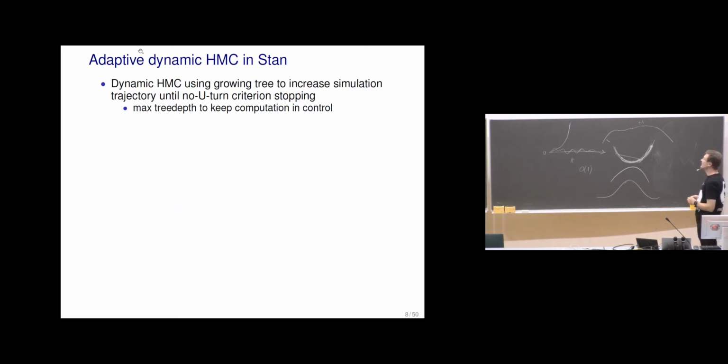With this dynamic no U-turn approach, there's also sometimes the possibility that we have a very small step size, and then we would make a lot of energy evaluations, all the time doubling the tree. To keep the computation in control, there's a maximum number of times we double the tree, and this is called the maximum tree depth, because it looks like building a tree when we add these additional simulation parts.